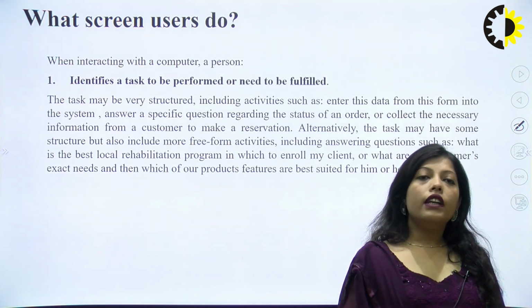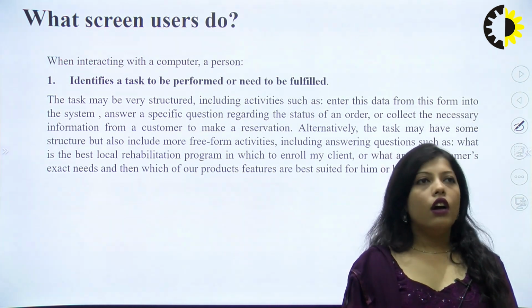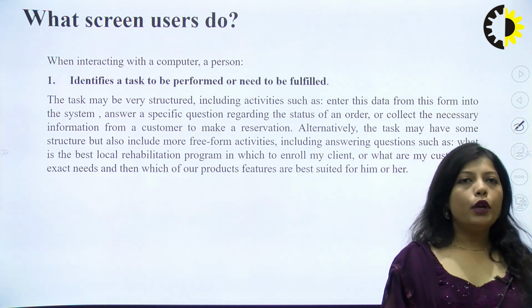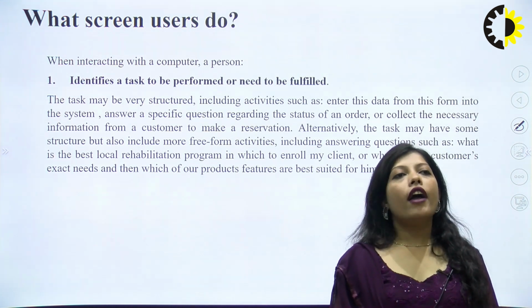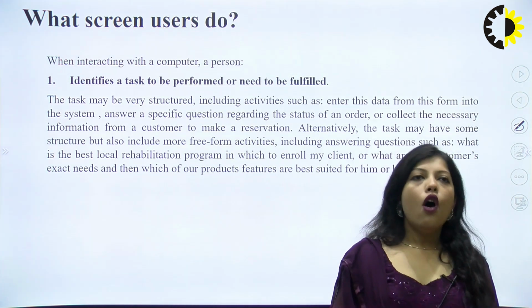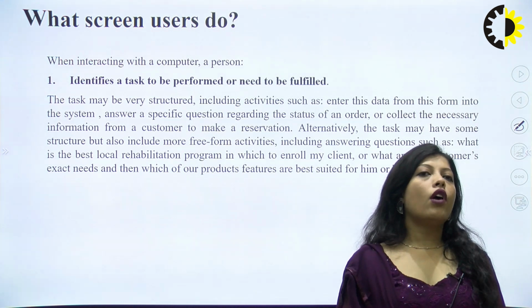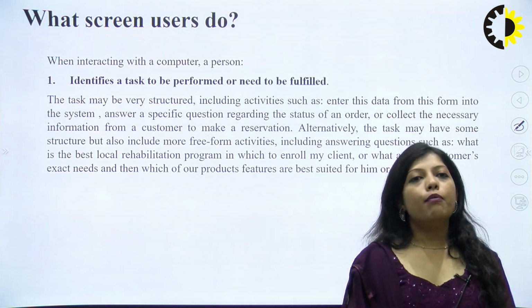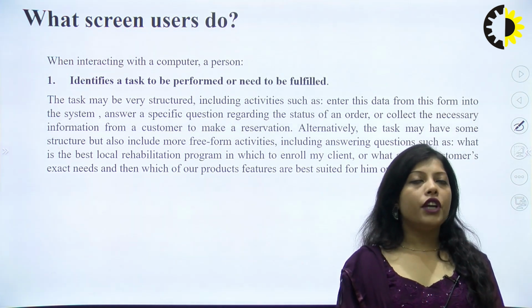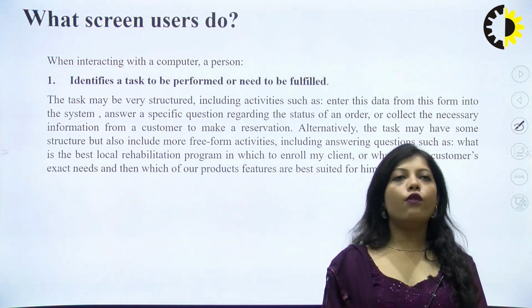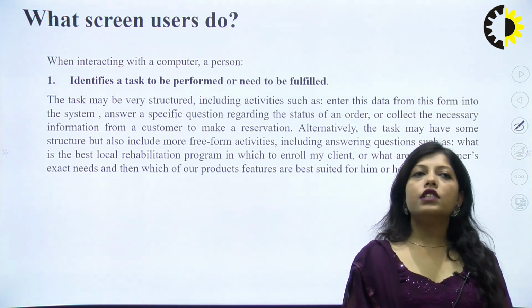So what do screen users do? When interacting with the computer, a person identifies a task to be performed or a need to be fulfilled. So first of all, we have to identify the purpose, the objective of what the user wants, or the task of the user which needs to be fulfilled.